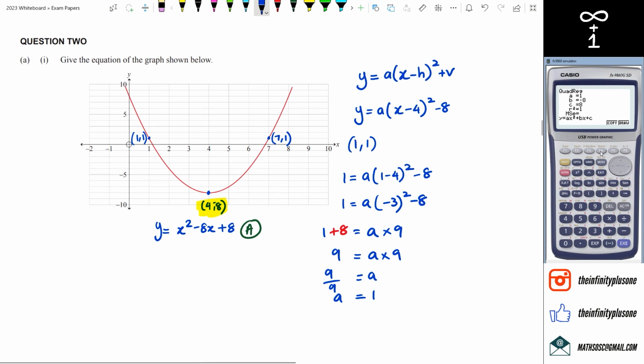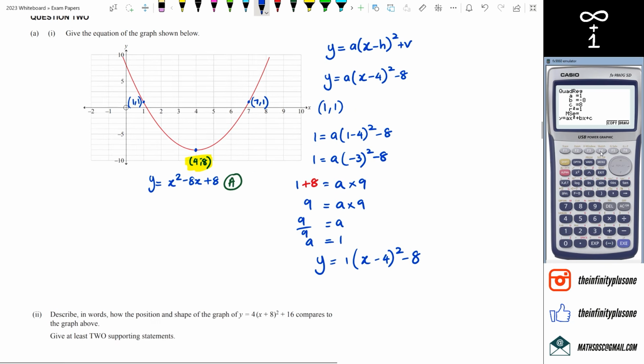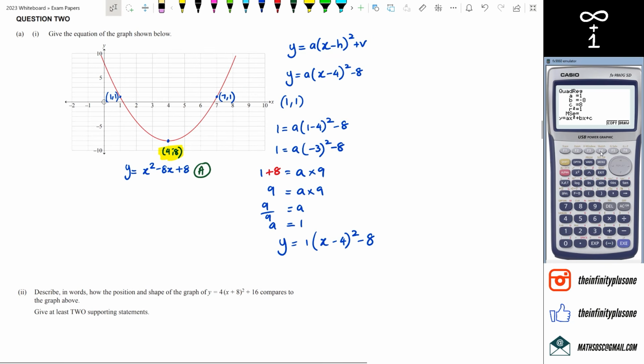So if you don't have a graphics calculator, then this could be your answer here, which is (x minus 4) squared minus 8. Once again, it is what achieved, and we pretty much go on to the next part of this question. Now the next part of the question actually says, describe in words how the graph of y = (x + 8) squared + 16 compares to the graph above.